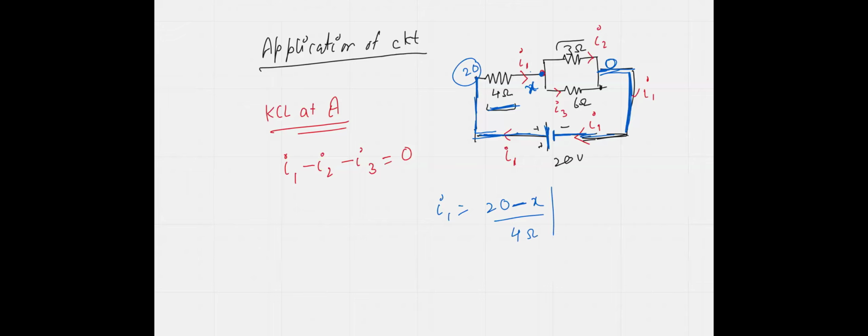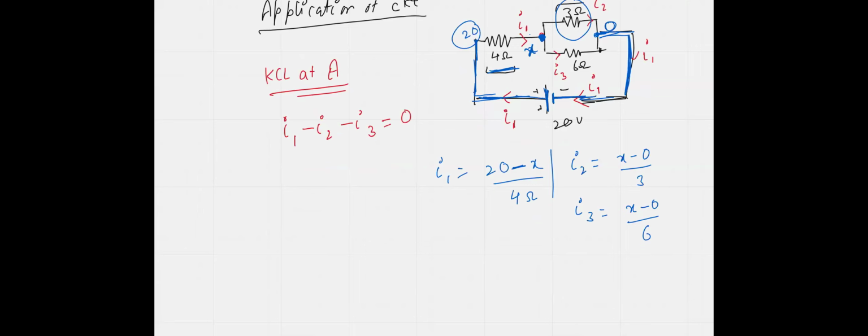Okay. If you look at this, the potential here is x, here it is 0, and the current flowing is I1. So can I say that I2 is equal to x minus 0 divided by 3, and similarly I3 is equal to x minus 0 divided by 6? Why did we do this? If we put all these values over here, 20 minus x, instead of I1 we have to put this, minus, instead of I2 put this equation, minus, instead of I3 you have to put x by 6.